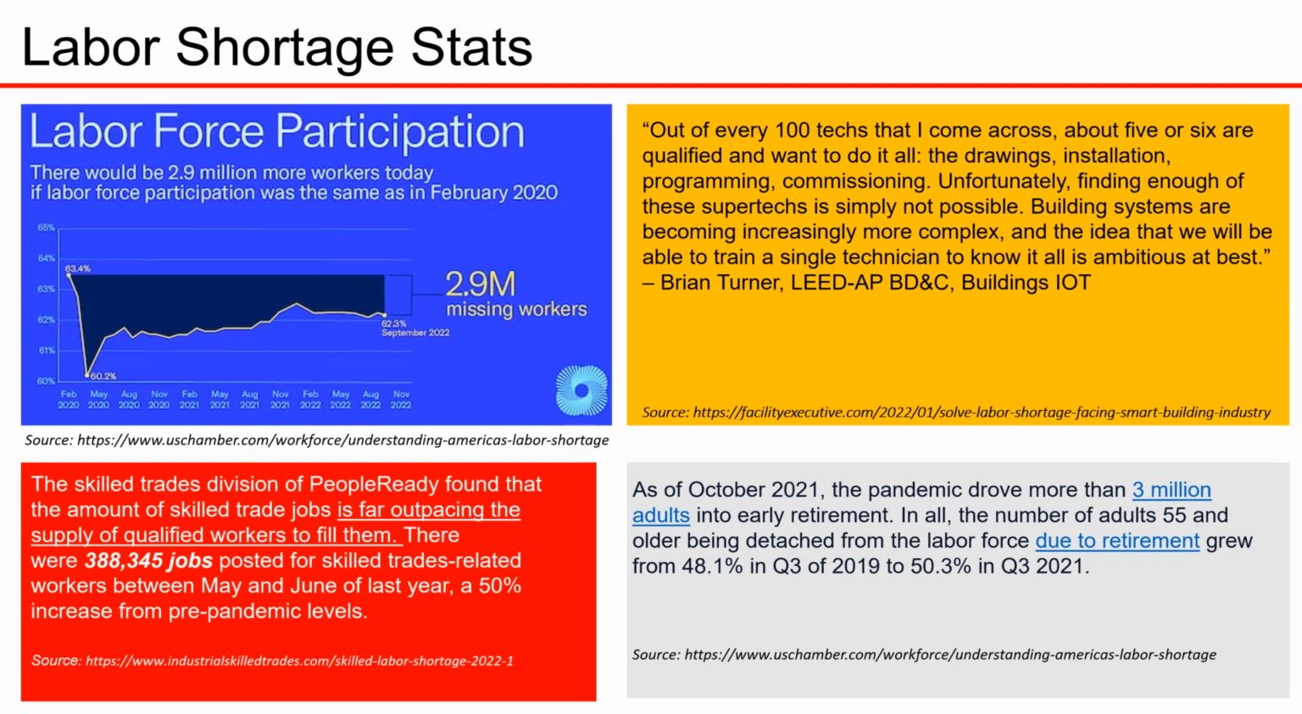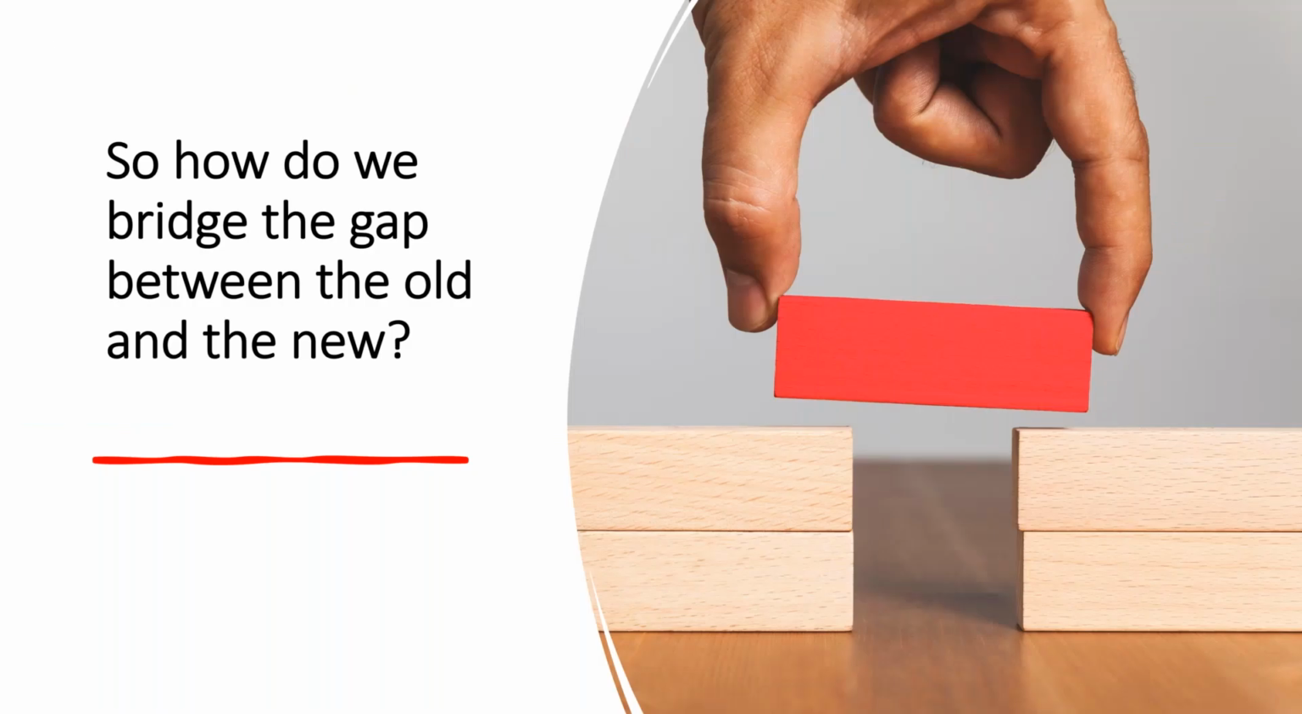Or if they do, he said, I had an electrician position open up, but I had an accountant apply for it. That's what we're up against right now. Everybody's fighting for the same small, shrinking pool of people. It's tough. So how do we bridge that gap between old ways, old processes, and new?